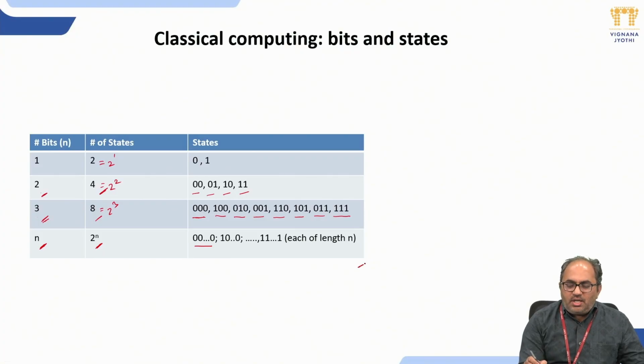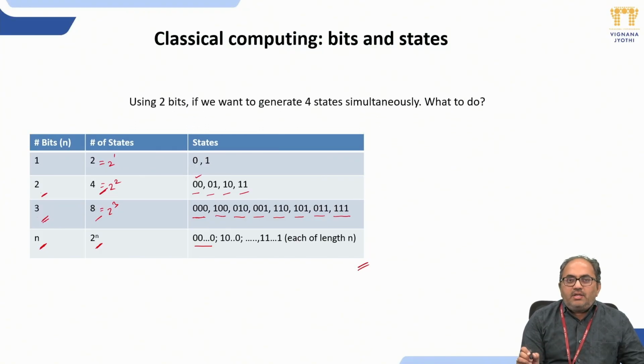Now the point is that even though I have 4 states, I can generate only one state at a time. Right? So that is the point we need to understand here in classical computing. Now that is using 2 bits.